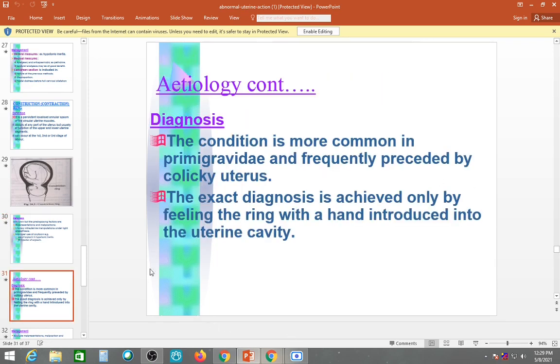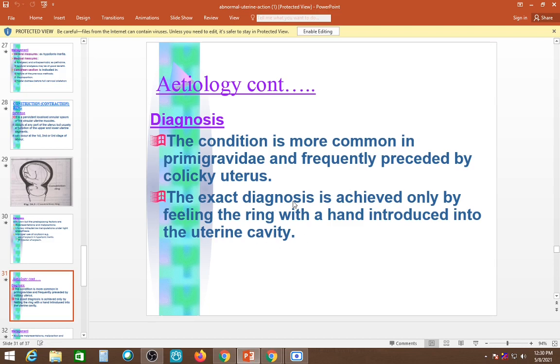Then diagnosis. The condition is more common in primary gravida and is frequently preceded by a colicky uterus. This colicky uterus, I told you, is painful, and there will be multiple pacemakers, not only two. The mother will experience a very sensitive and very painful agony pain.